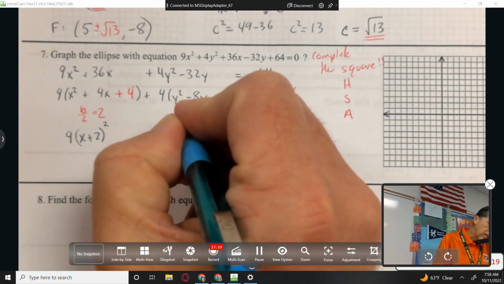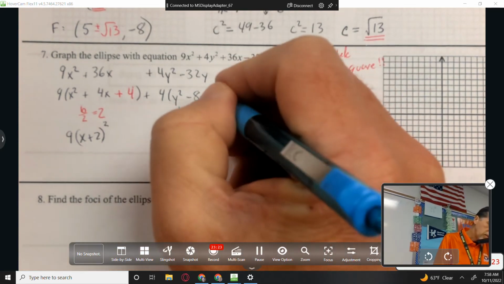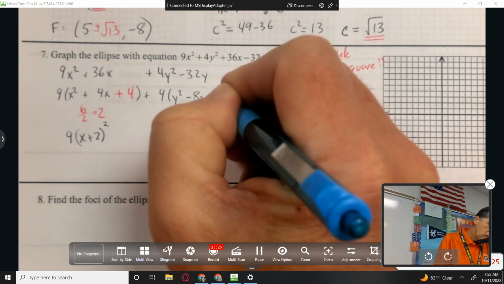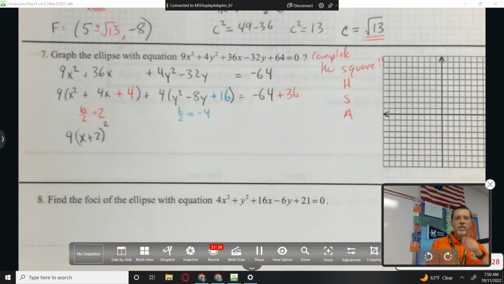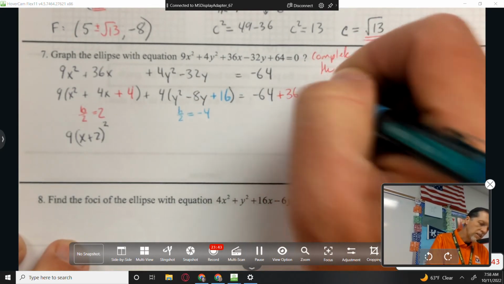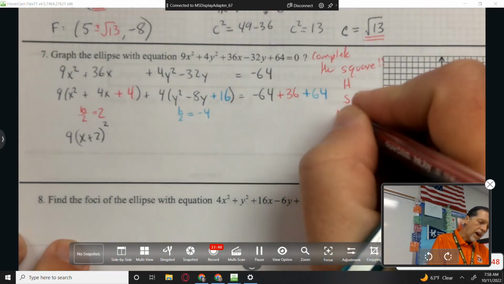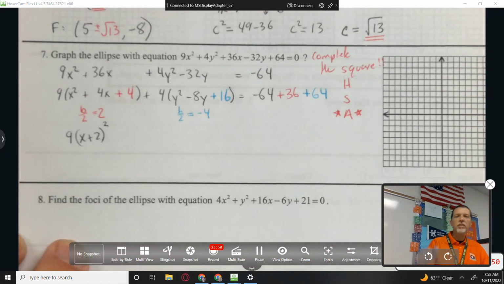Same thing for the y stuff. B over 2 is negative 4. Square that, we get 16. So I wrote plus 16 to make a perfect square, but what did I really just add to the left-hand side? 64. So I'll add 64 to the right-hand side as well. So half it, square it, add it, but be careful on the adding.